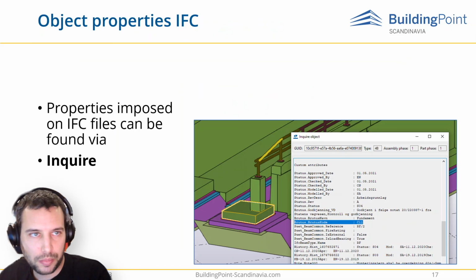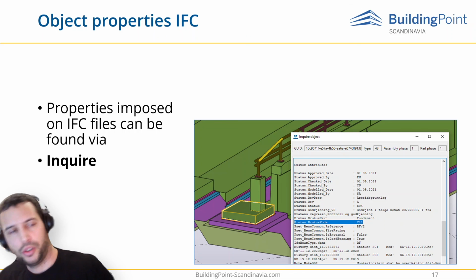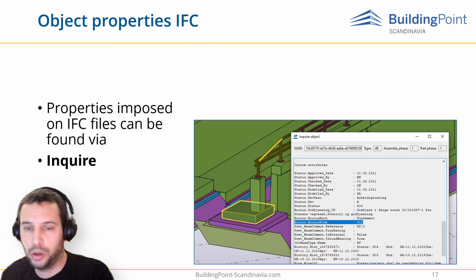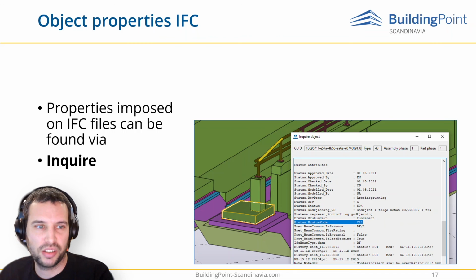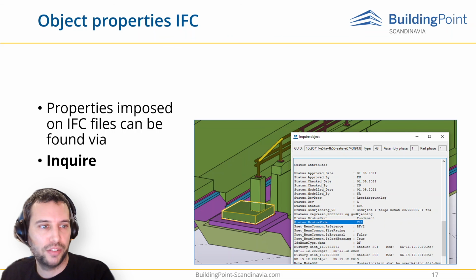So, object properties on IFCs, those can be used for filtering and more, also in the organizer. How to find them? You make an inquire object on your IFC object, the one you want some information from. In this case, I found the Bluetooth code on one of my IFC objects.